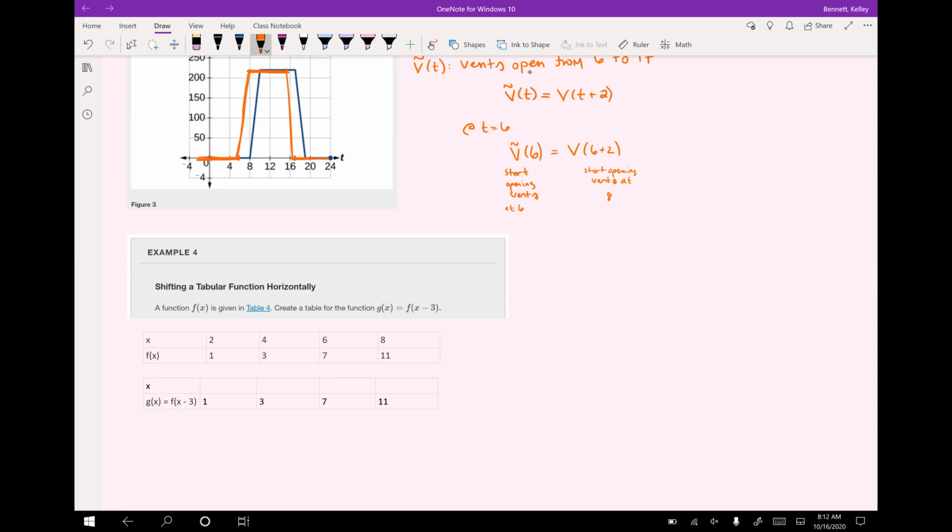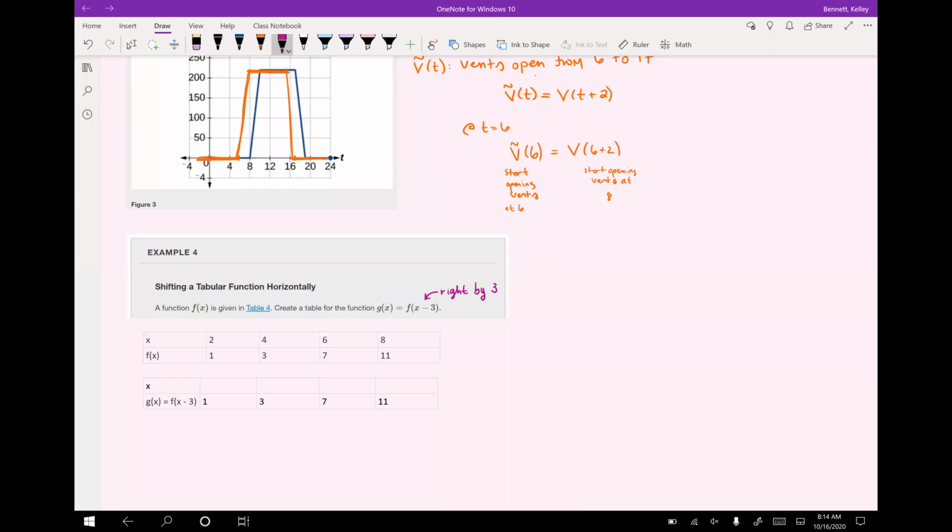So this is going to correspond with a right shift by 3. So what I want to do is g of x is going to equal f of x minus 3. So how do we figure out what our x has to be? So remember that g of x equals f of x minus 3.